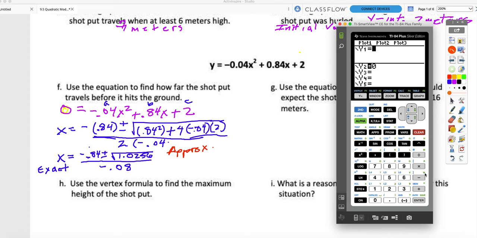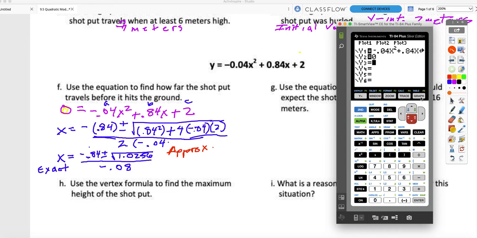It's right here, and it is negative 0.04x squared plus 0.84x plus 2. And we are going to find the x-intercepts, and to do that, I've got to get something to intersect with. So don't forget, I've got to have a 0 on y sub 2 because there's nothing to intersect with if I don't.